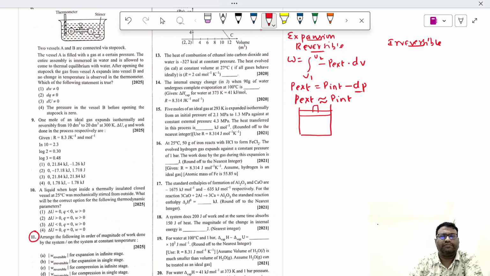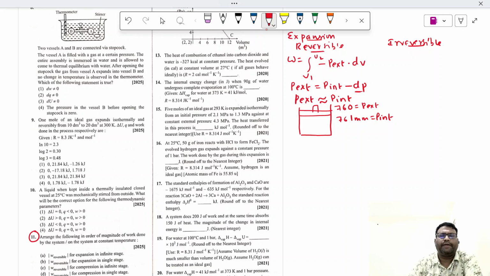This is the case. P internal is slightly greater. Let us take this one, 760 is P external. P internal must be 761. How much? Just 761. 761. What is that? P internal. Okay. P internal will be almost the same.